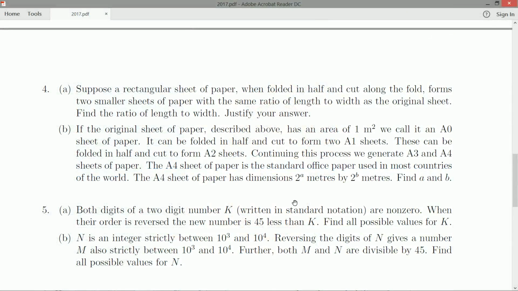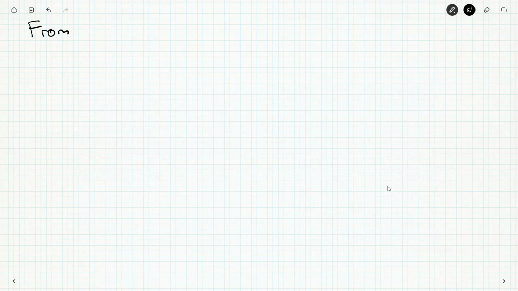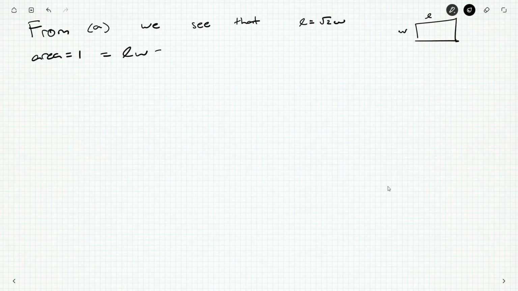The A4 sheet of paper has dimensions 2 to the A meters by 2 to the B meters. Find A and B. So, from part A, we see that L is root 2 W. Now the area is 1, but the area would be L times W, so that's going to be root 2 W squared is equal to 1. Or W squared is 1 over root 2.